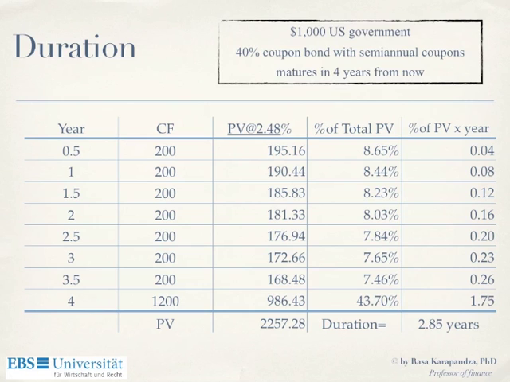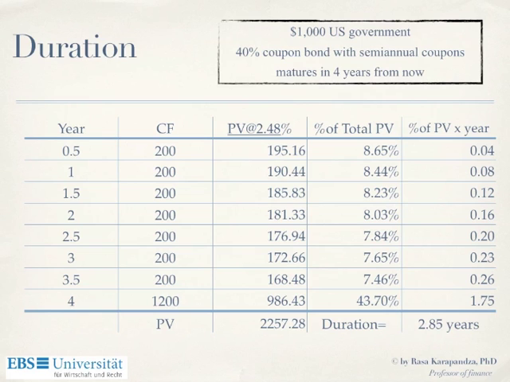Okay, now we can repeat exactly the same mechanics. This is just multiplying and adding numbers, and it's not that complex. Let me repeat. You calculate the present value of each cash flow. You calculate how much is that of the total present value. You multiply that by the time period that this cash flow takes place. You add all these numbers, and this is the duration.